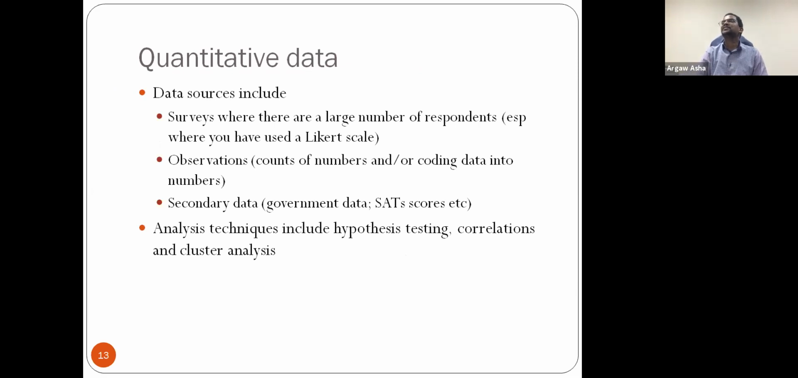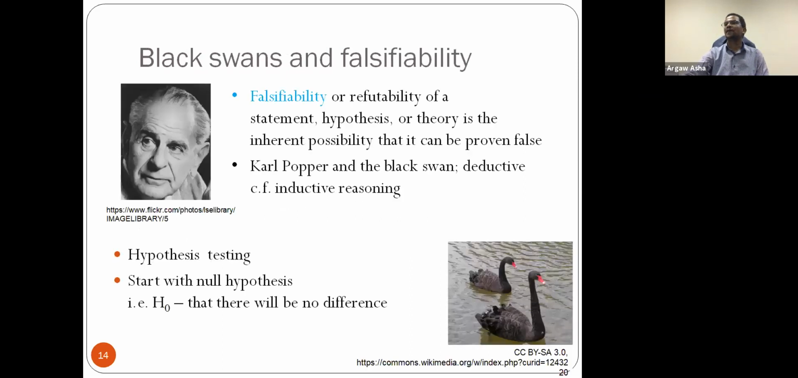Here the data sources include surveys or observation methods. Either you are counting numbers or coding into numbers. Of course, you can use some secondary data, well-published data from journals and others, or from government data, as we said in lectures 1 and 2. Okay, these are some of the cases.